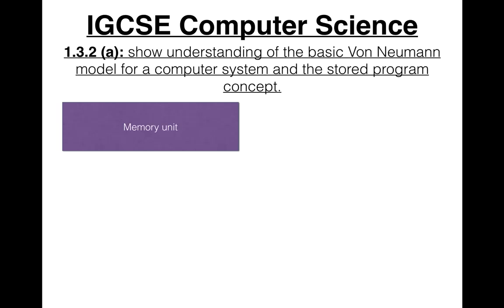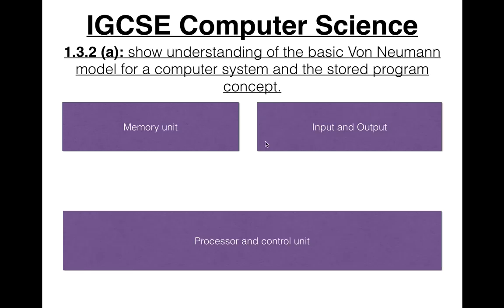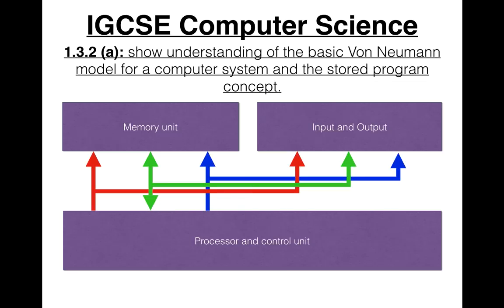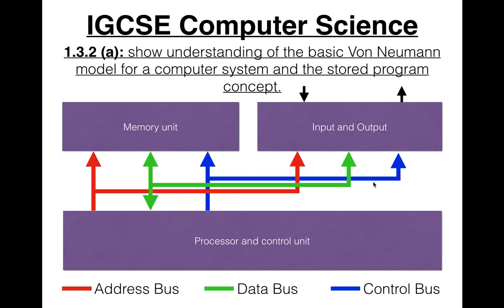This is a basic model of the architecture that he thought of. We get the memory unit, input and output, the processor and control unit. These are all linked together with these wires here, called buses. The red is the address bus, the green is the data bus, and the blue is the control bus. And this is, of course, input and output, which we'll get to.